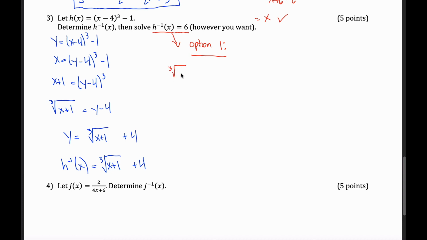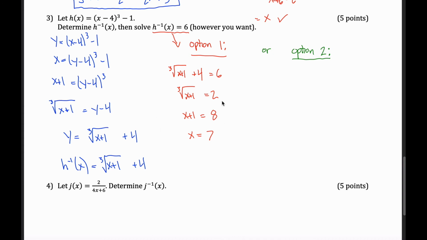Fine, the cube root of x plus 1, plus 4, which is h inverse of x, let's set that equal to 6 and let's solve. Well, to solve this equation, you subtract 4 from both sides of the equation, and that gives me the cube root of x plus 1 equals 2. And I want to get this x alone, so I've got to get rid of this cube root. To do that, I'm going to cube both sides and get x plus 1 equals 2 cubed, in other words, 8. And then if I subtract 1 from both sides, I get x equals 7 as my solution.